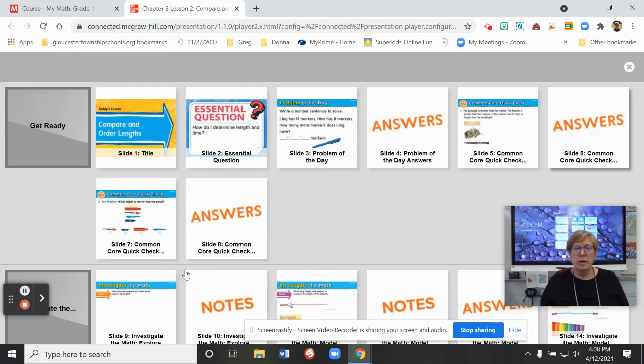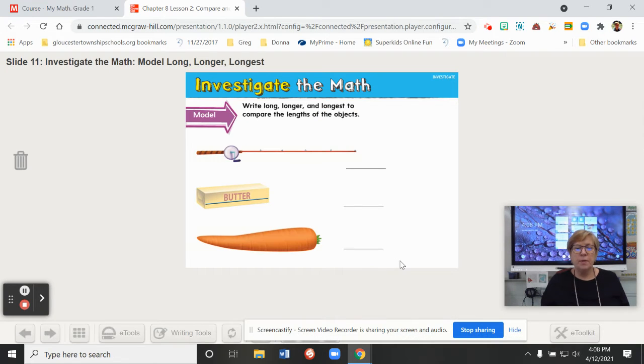All right, let's look at our next question right here. Now write long, longer, and longest to compare the lengths of the objects. Be careful, remember what they're asking. Long, longer, and longest. Pause and write the words in order. For this one, you could just put that answer first, this one second, and the answer third, and then you'll know which one goes with which picture. Pause it and write the answer.